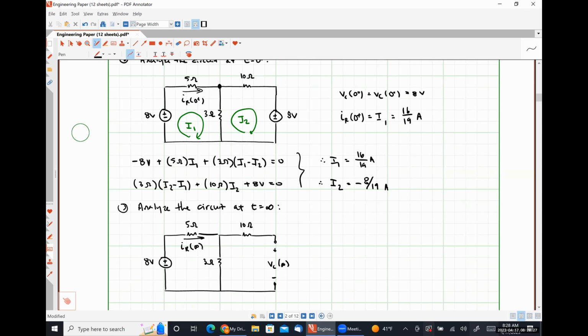Troy, this is where you would use voltage division. Suggest it. Let's do voltage division. The reason I say that we can do voltage division here is because the 10 ohm resistor obviously isn't carrying any current. So VC is just the voltage drop over the 3 ohm resistor, right? So VC at infinity is going to be 8 volts times 3 ohms over 5 ohms plus 3 ohms, which is equal to 3 volts.